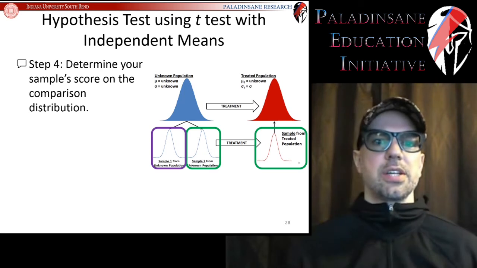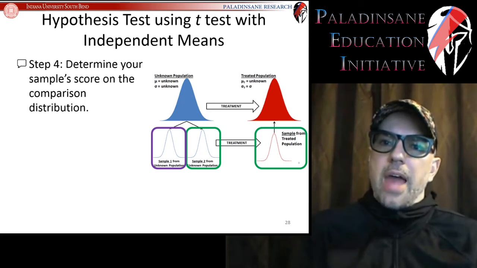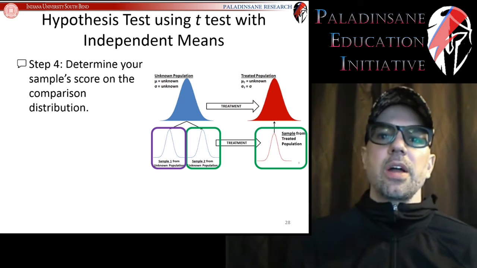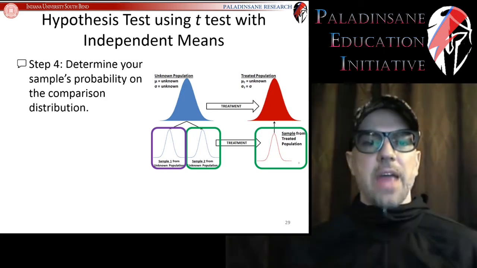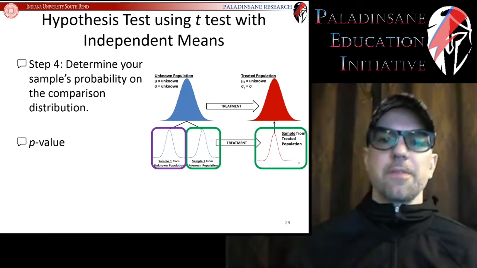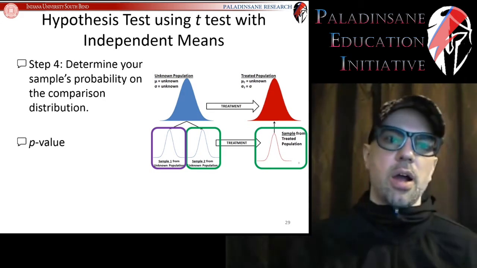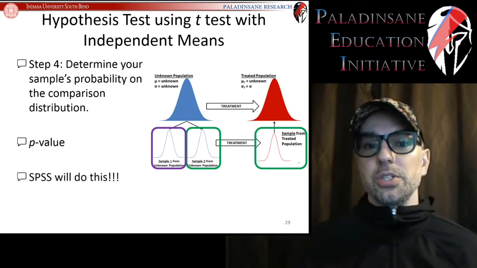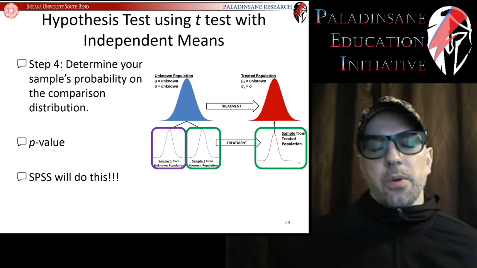Next thing we need to do is determine our sample score on the comparison distribution. We are also moving away from that, although it will be asked in your homework, so I'll show you where you can find that information. But more importantly for us, we now want to determine our sample's probability on the comparison distribution, and that is the p-value. That is your sample's probability of occurring if the null hypothesis is true. So that's the value that we're going to be looking at to compare to our step 3 probability line in the sand, and very thankfully, SPSS will do this as well. So those are the steps that we need to do right now before we can go on to step 5.